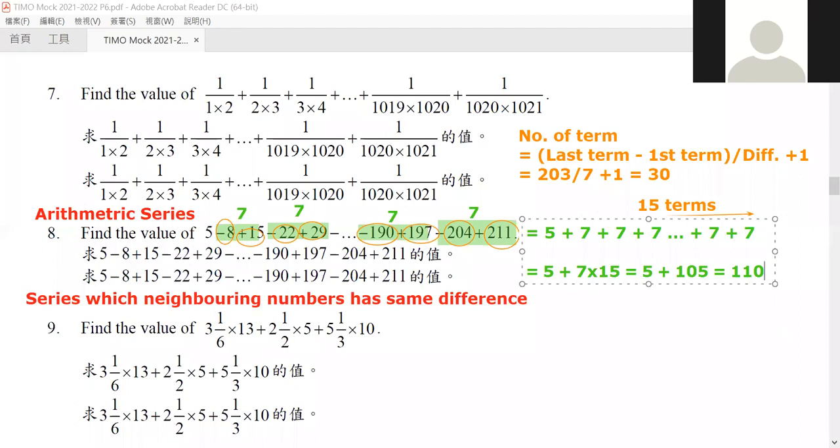Okay? So let's go to our next question, which is question number 9. Question number 9: find the value of this expression.